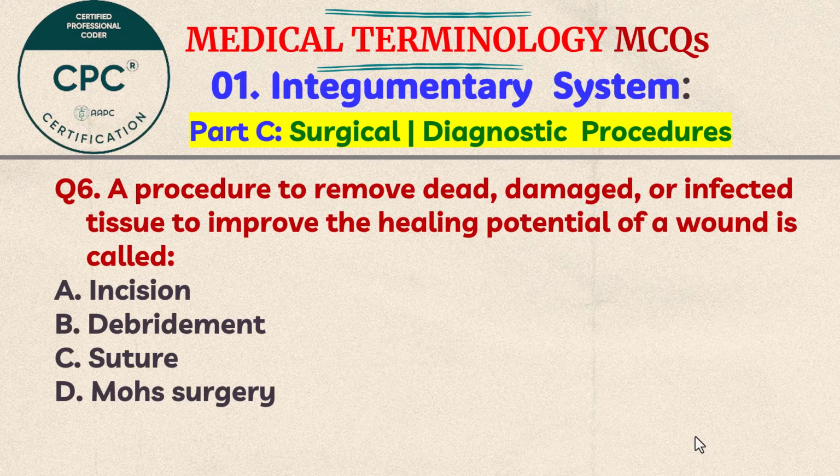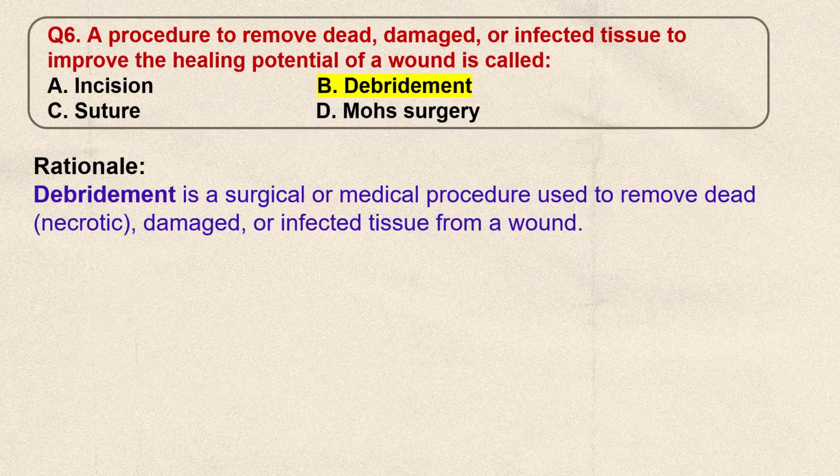Question number 6. A procedure to remove dead, damaged or infected tissue to improve the healing potential of a wound is called A. Incision, B. Debridement, C. Suture, D. Morph surgery. Think the answer. Correct answer is B. Debridement. Debridement is a surgical or medical procedure used to remove dead, damaged or infected tissue from a wound.